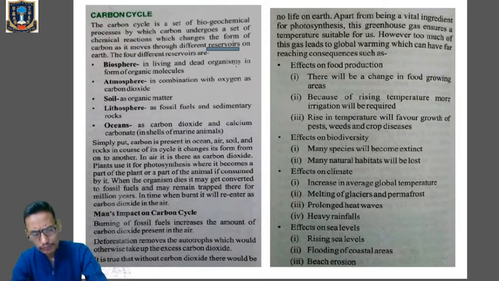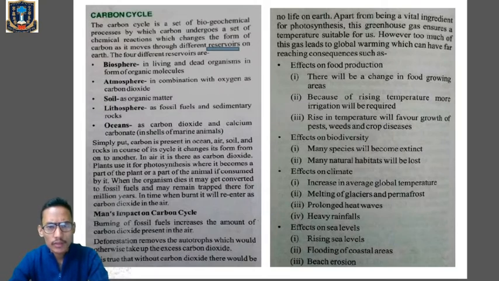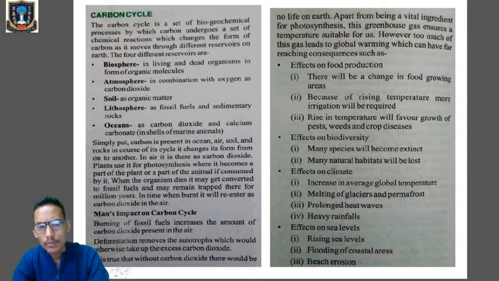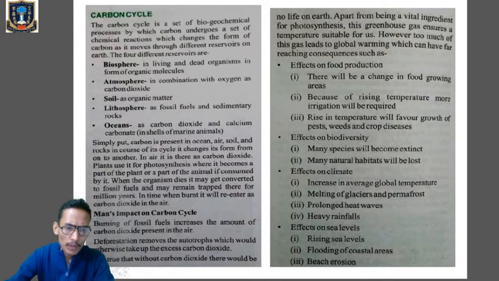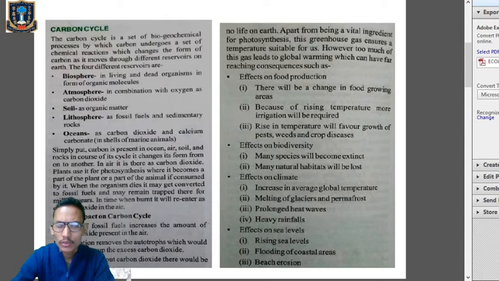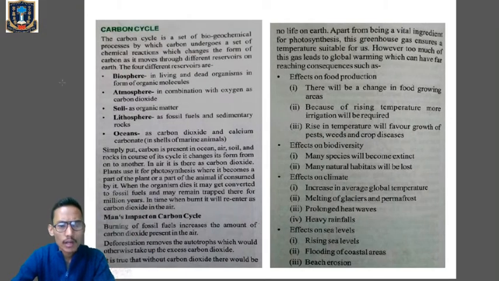Within these reservoirs, the carbon undergoes a different set of chemical reactions. It changes its form as it moves through the reservoirs. So what are those reservoirs in which carbon is generally present? We have four different types of reservoirs where carbon is present. Let us check those reservoirs.